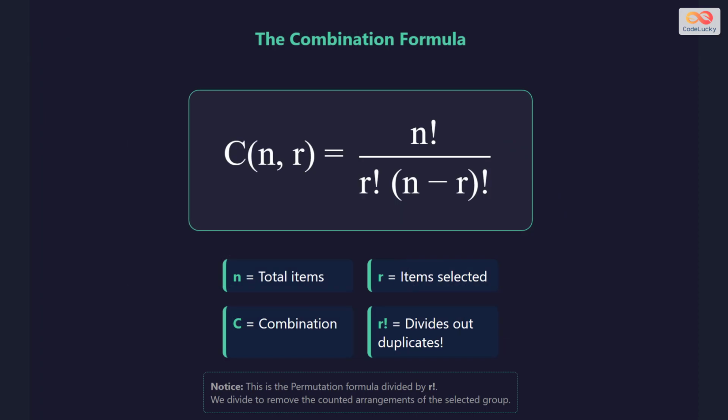The formula for combinations, C of n and r, looks very similar to the permutation formula, but with one extra term in the denominator, r factorial. We divide by r factorial to remove all the duplicate orderings. Since the order doesn't matter, we don't want to double or triple count the same group just because it was arranged differently.